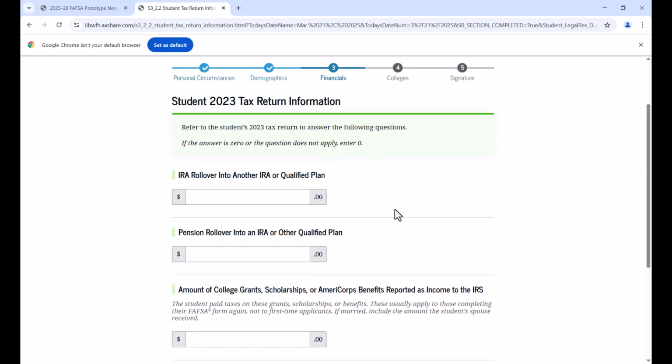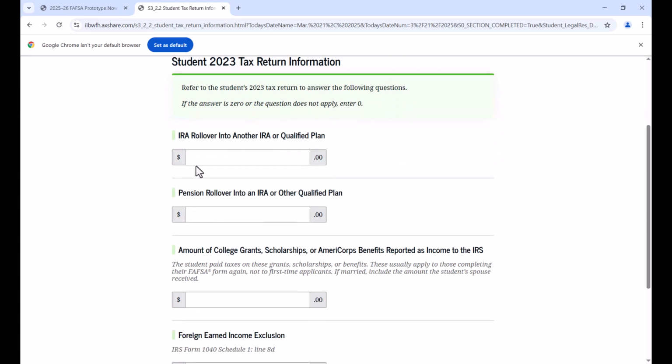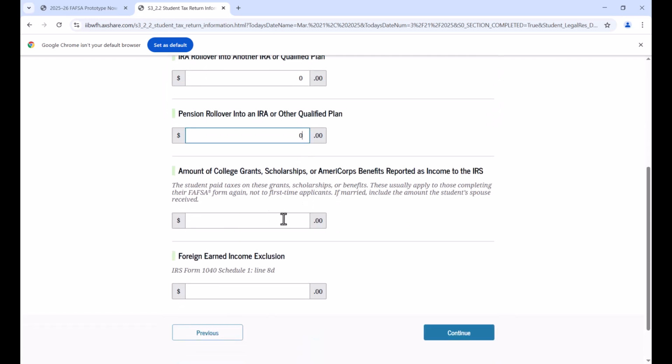Okay, so this is all based off of the student's 2023 tax return information, okay? So it is asking if the student has an IRA rollover into another IRA or qualified plan. Usually it's 0. Same for pension rollover into an IRA or the qualified plan. 0 there as well. Okay, then it is asking amount of college grants, scholarships, AmeriCorps benefits reported as income to the IRS.